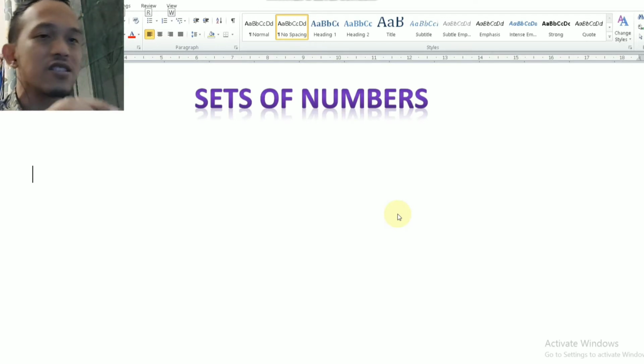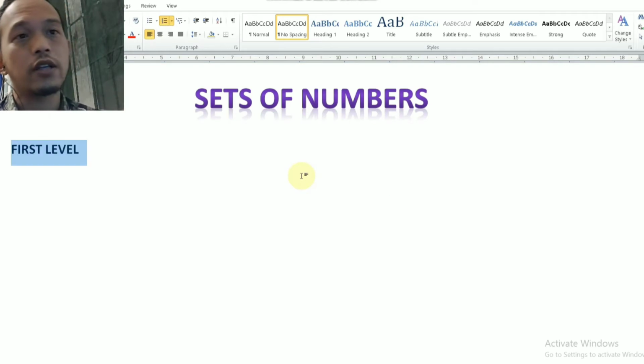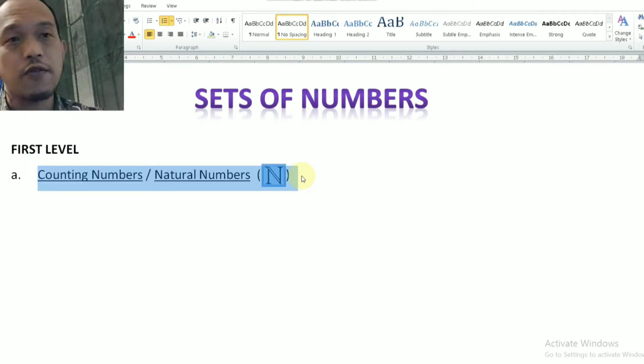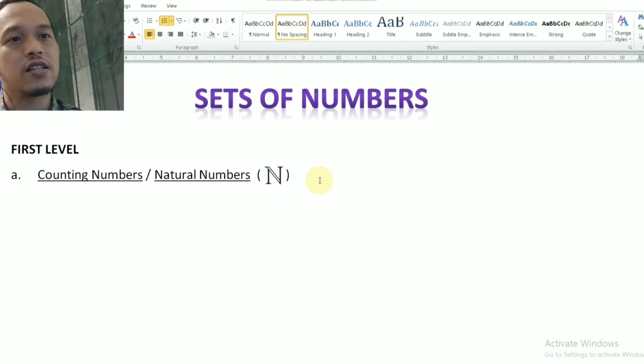So I will start with the lowest level, which I call the first level. The first set of numbers that we'll discuss is the counting numbers or natural numbers. Please be aware that counting and natural numbers are just the same. You can use the names interchangeably, and the symbol itself is the same. There will be double lines for this segment.